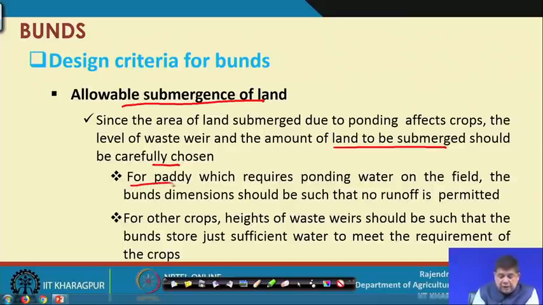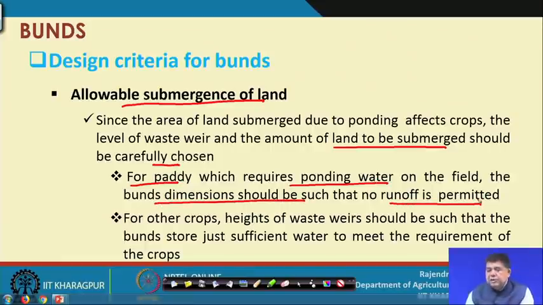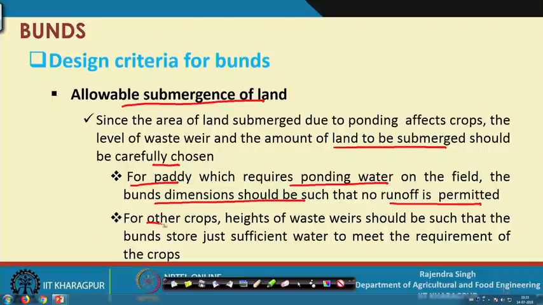For example, if we have paddy, which requires ponding water on the field in general, then the bund dimensions should be such that no runoff is permitted. That means we would like to store most of the water in between bunds, so that standing water is there to sustain the paddy crop or to meet the paddy crop requirement. But if paddy is not the crop, and we are going for some other crop which may not require ponding water, then the height of the waste weir should be designed in such a way that bunds store just sufficient water to meet the requirement of the crops.